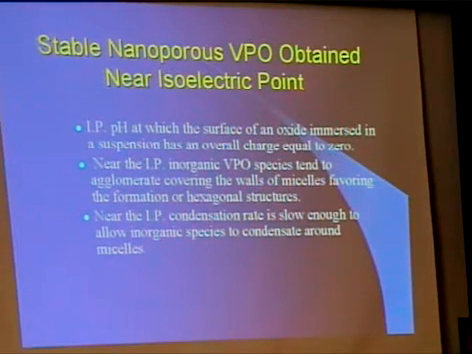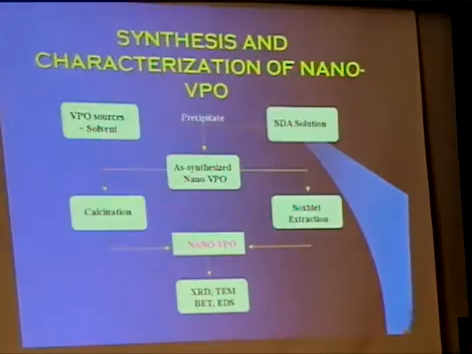when we work in this region, we get much more stable nanoporous VPO materials, since near the isoelectric point the inorganic species will tend to agglomerate and cover all the micelles, and also the condensation rate is slow enough that it allows our inorganic species to condense around the micelles.